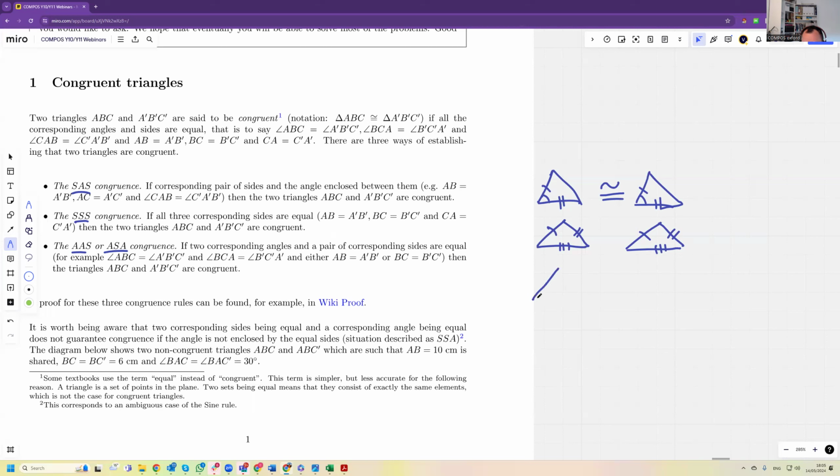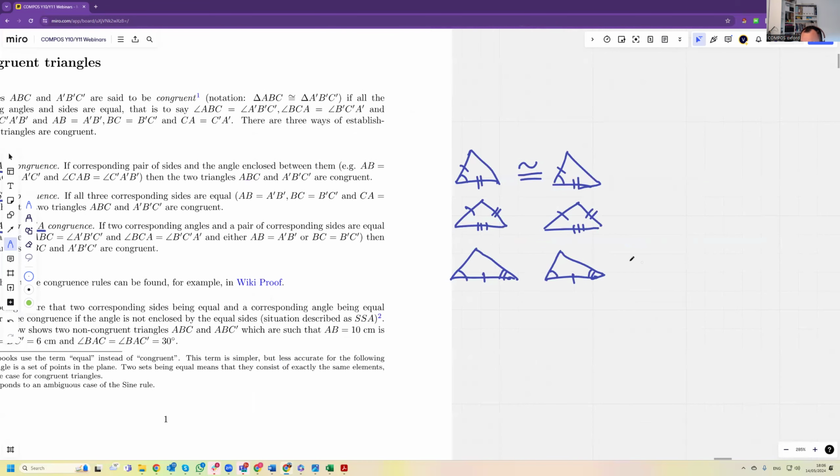And then angle, angle, side. If we have this angle equal to this angle. This angle is equal to this angle. And the side, so for example, this side is equal to this side. So this is also congruent. So angle, angle, side.